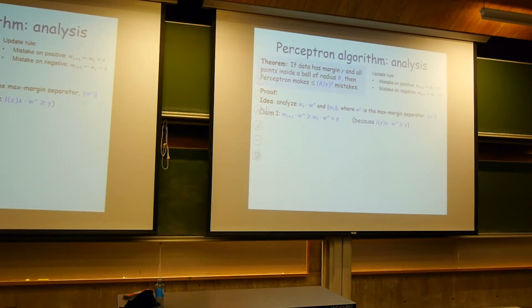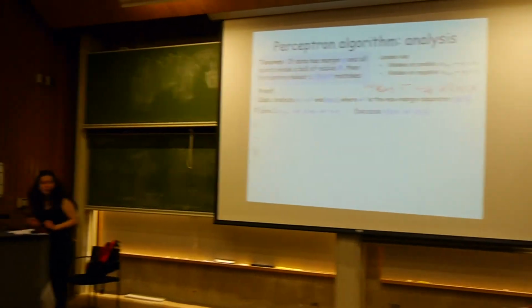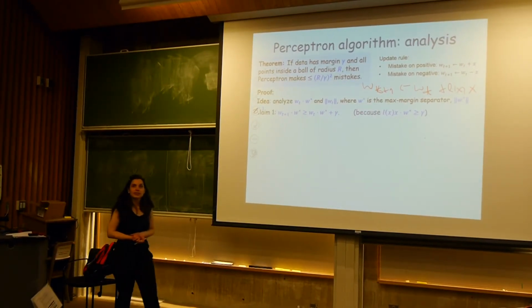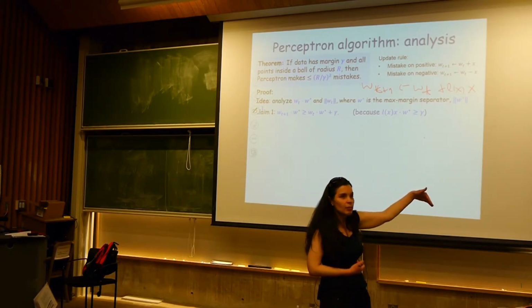So actually, let me summarize the update rule. Another way to rewrite the update rule more succinctly, which is equivalent, is that WT plus 1 is WT plus the label of X times X. It's another way to write it, because if I make a mistake on a negative example, I subtract the example.